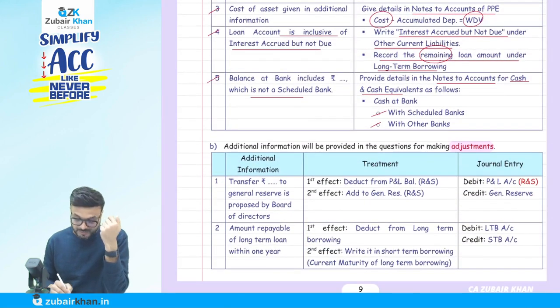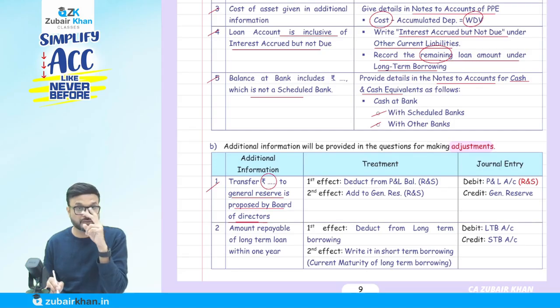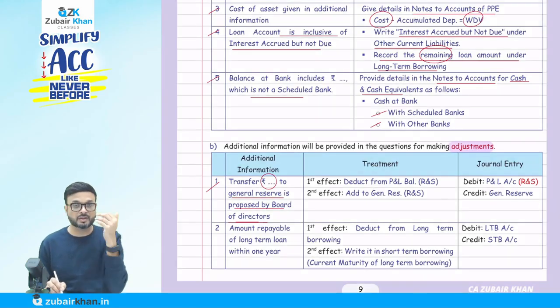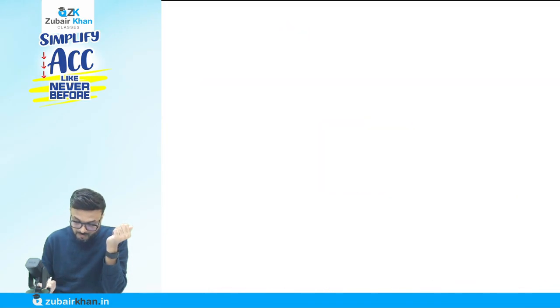Now I discuss this one also, transfer of rupees to general reserve, which is proposed by the board of directors. We have to give two effects here. What is the first effect? We deduct from the profit and loss account balance in reserve and surplus. This is what we have done. Do you remember that we have deducted from it?